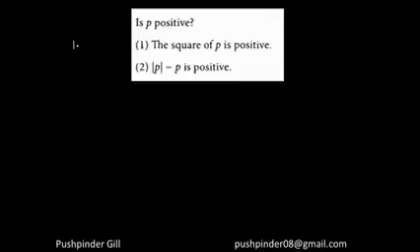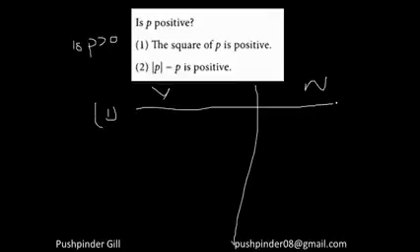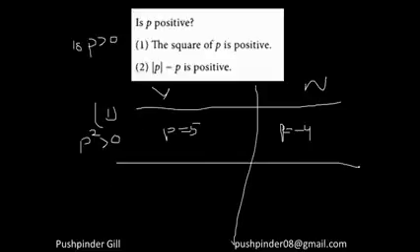Now question is asking, is P positive or not? Right? So the question is asking, is P positive or not? The first statement. So we have to try getting a yes and try getting a no here, right? Similarly, we'll be doing that. So first statement is saying that the square of P is positive. So take P to be 5, P square is positive and P is positive. Take P to be minus 4, P square is positive and P is not positive. So I have a yes and I have a no. Let's check the second statement.